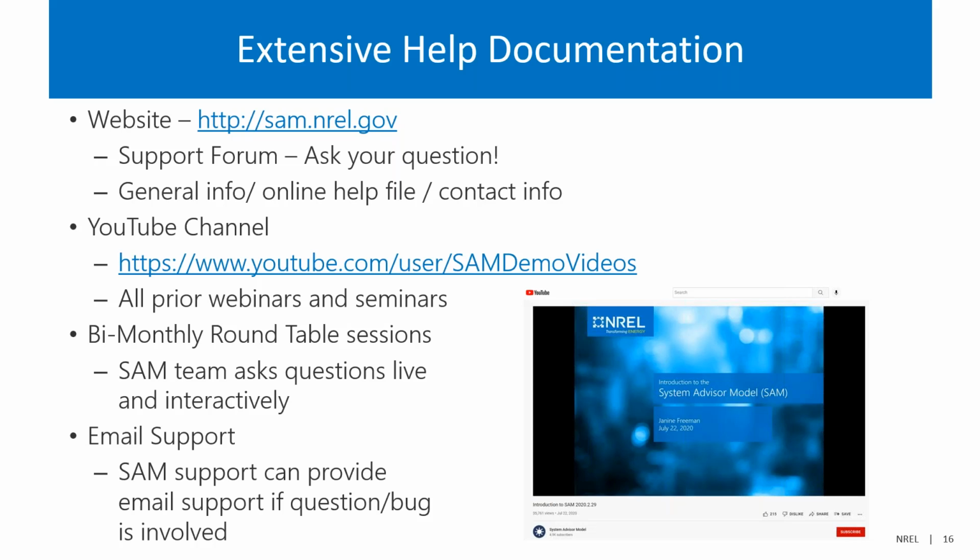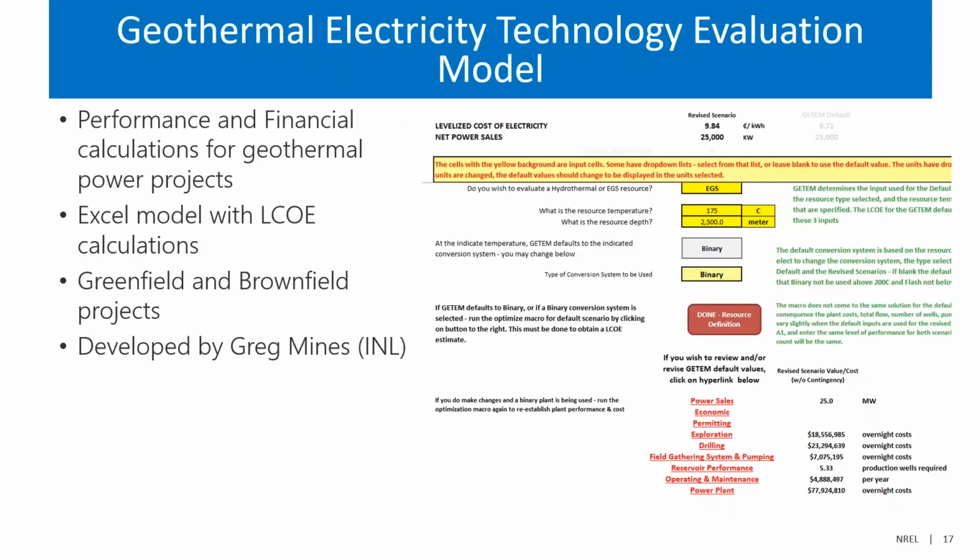So with that, I'll shift gears a bit to talk about the GETEM model. As I mentioned previously, GETEM is short for the Geothermal Electricity Technology Evaluation Model. This combines geothermal power calculations for both hydrothermal and EGS resources and allows for either flash plants or binary plants to be calculated to get performance outputs that can then be used to calculate levelized cost of energy, or LCOE. This has primarily existed in Excel for several years, and it was originally developed by Greg Mines at INL.